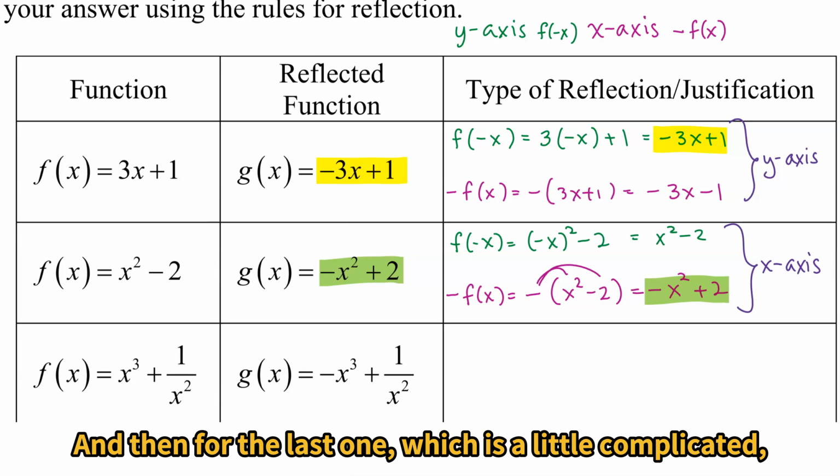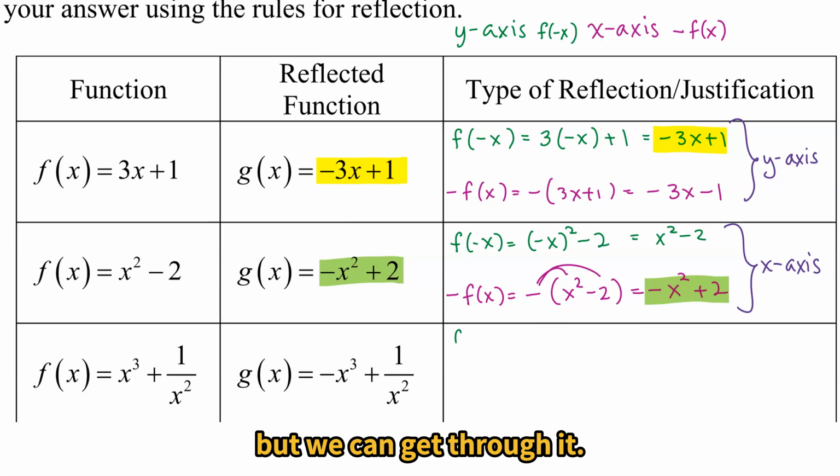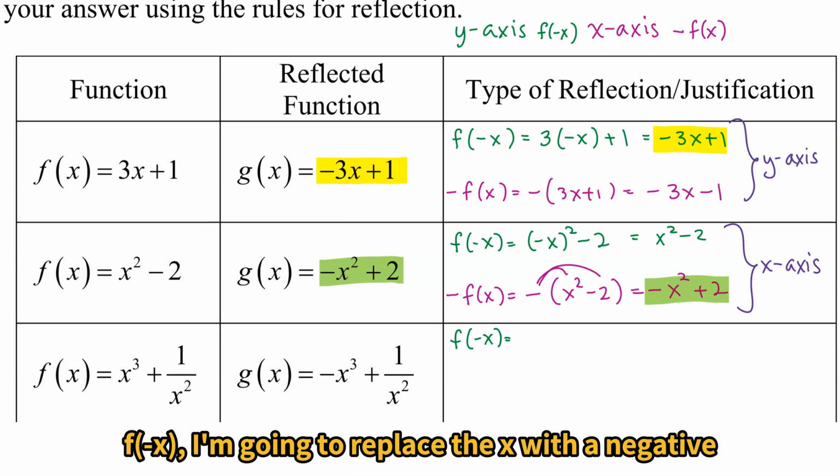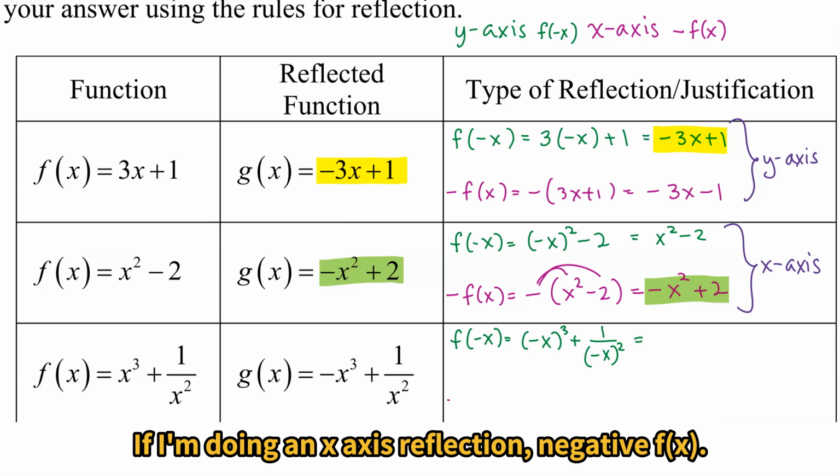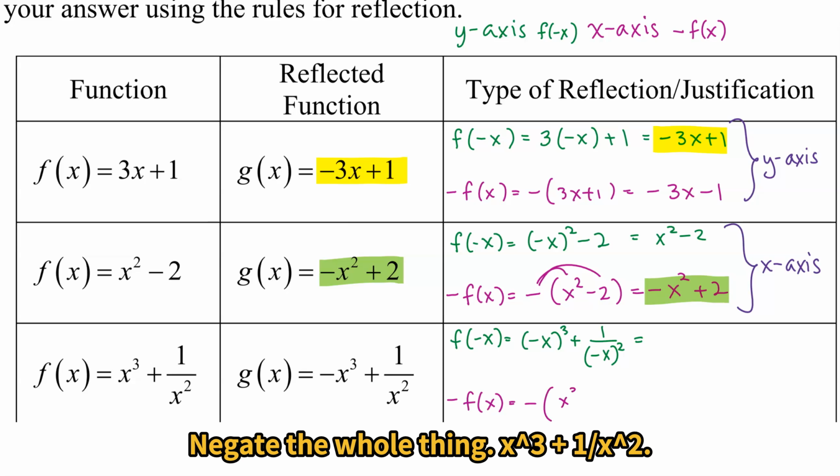And then for the last one, which is a little complicated, but we can get through it, f of negative x, I'm going to replace the x with a negative and try to simplify it. If I'm doing an x-axis reflection, negative f of x, negate the whole thing, x cubed plus 1 over x squared.